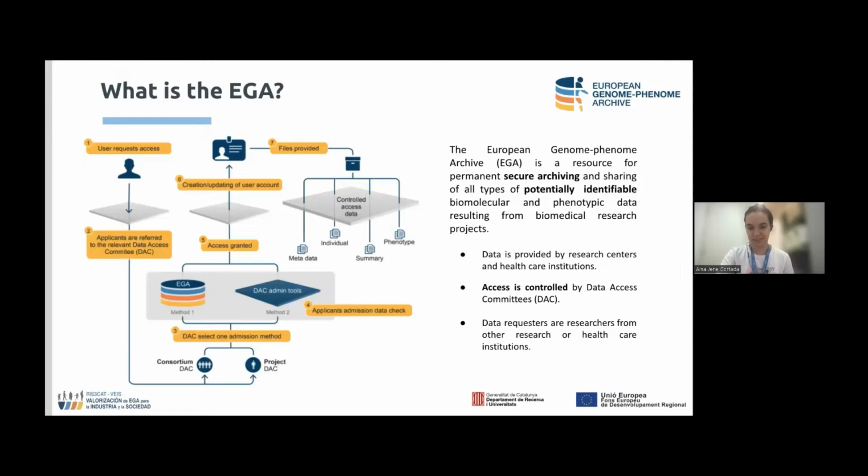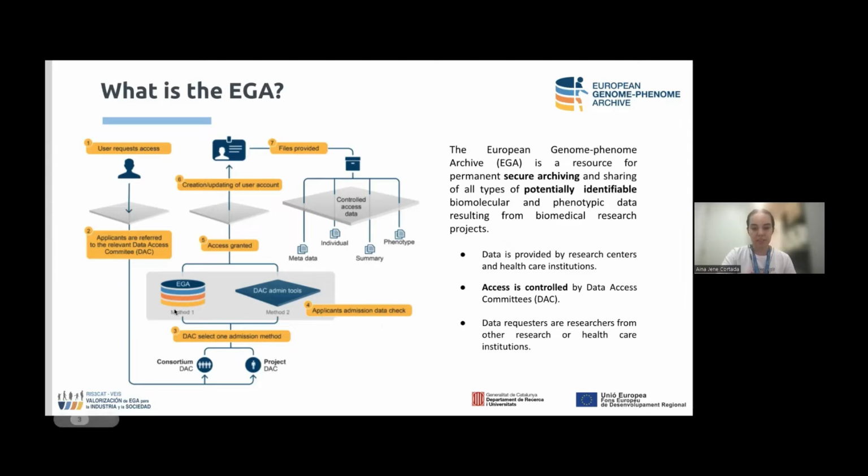What is the EGA? As I said before, EGA stands for European Genome-phenome Archive, and we are a resource for permanent and secure archiving of human data. This type of biomolecular data is potentially identifiable alongside phenotypic data. Hence, EGA is a controlled access repository. The data archived at the EGA is provided by research centers and healthcare institutions, and the data requesters are also researchers from other research and healthcare institutions.